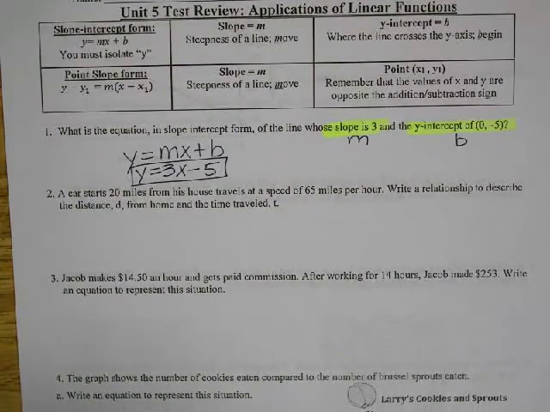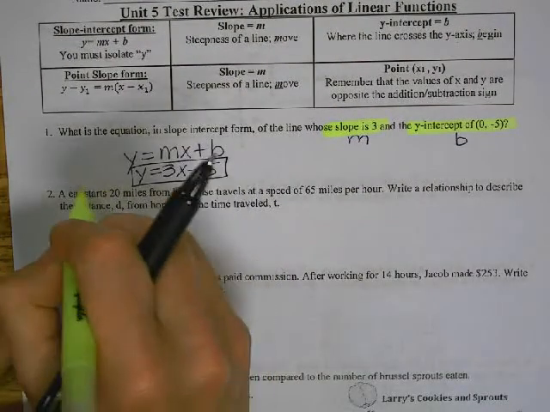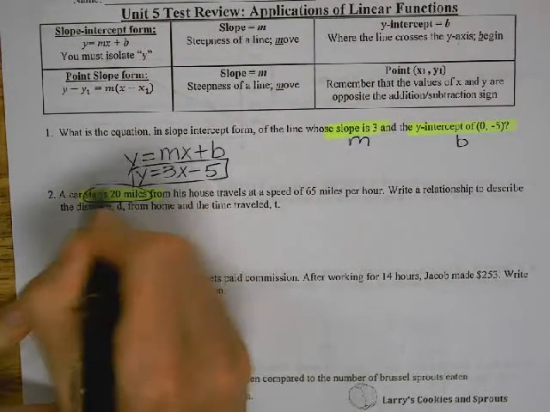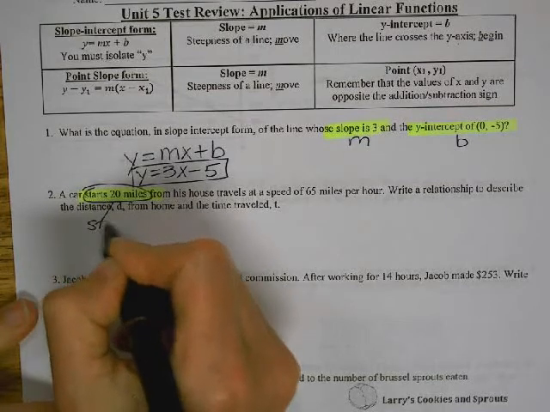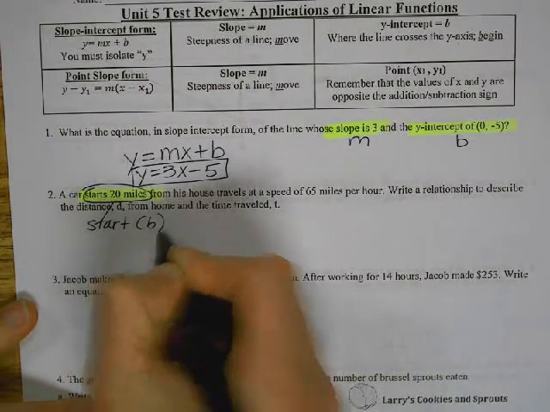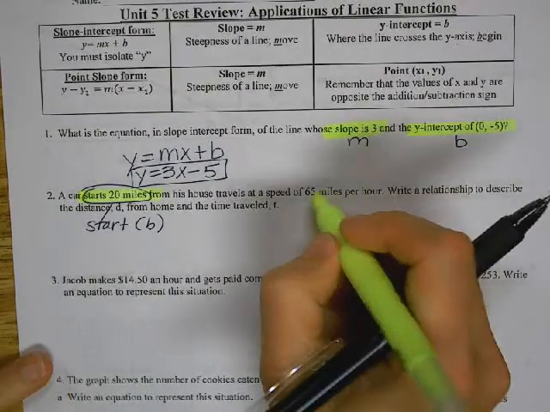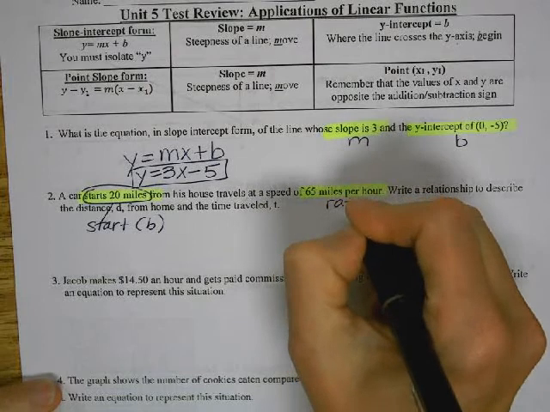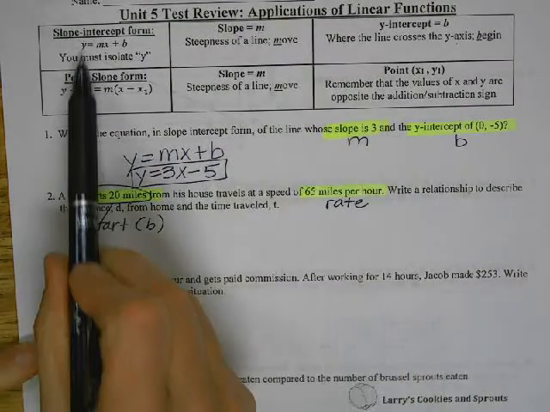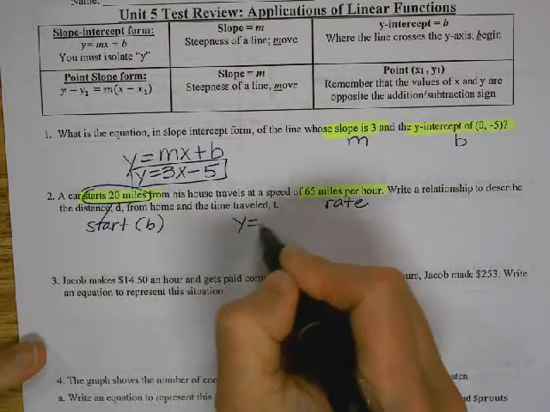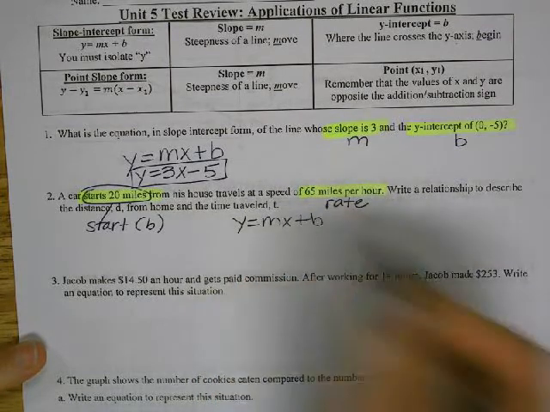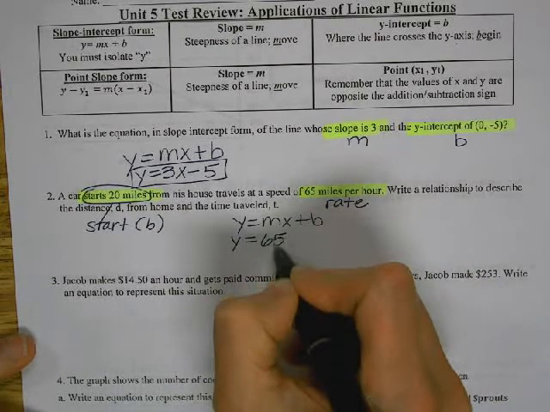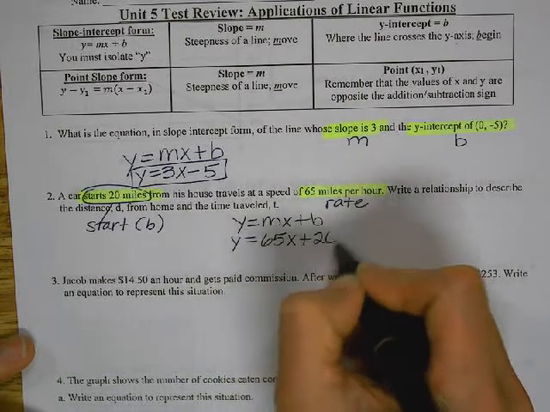Alright. In example 2, it says, a car starts 20 miles from his house, so that's going to be a start. Anytime you see an equation that has a start, that's going to be b. And it says it travels at a speed of 65 miles per hour. Well, that is a rate. So anytime I have a start and a rate, I use y equals mx plus b. So it's y equals, m is 65, x plus 20.